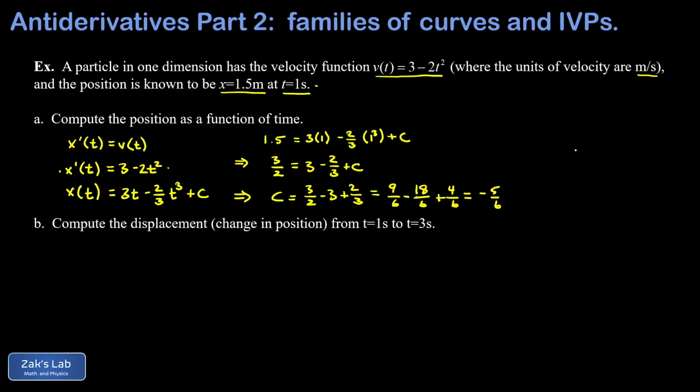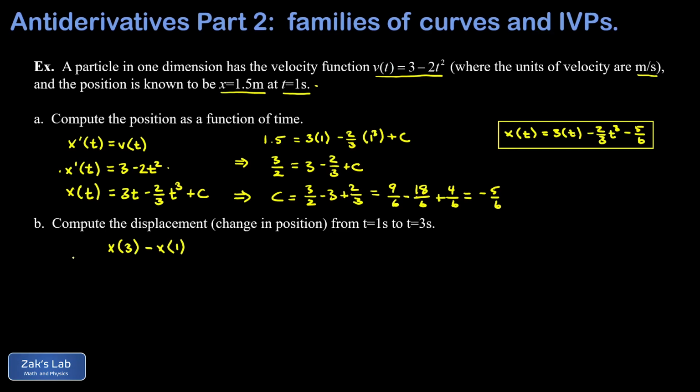Now that I have the value of c, I plug back into the general solution. I get my particular solution, which describes the position as a function of time for this particle. Now in part B, we're asked for the displacement, and we're told this is the change in position from t equals 1 second to t equals 3 seconds. So the displacement is just the position evaluated at the final moment in time, in other words, x of 3, minus the position at the initial moment in time, x of 1. In physics courses, this is generally given the symbol delta x.